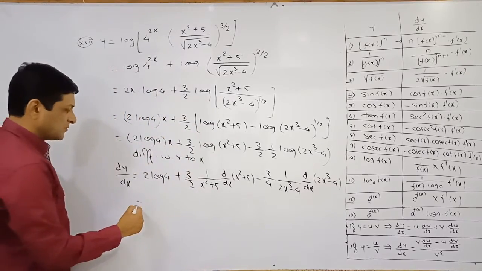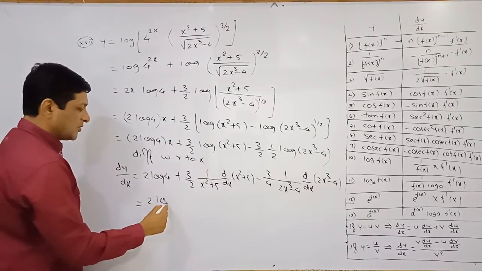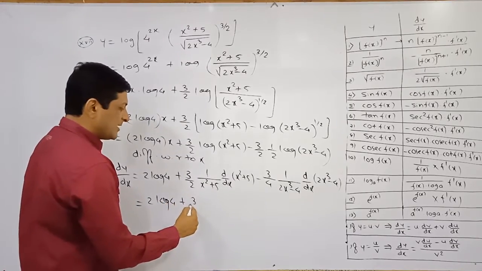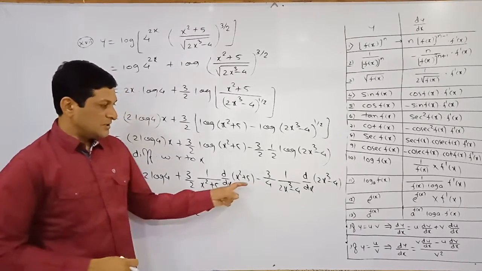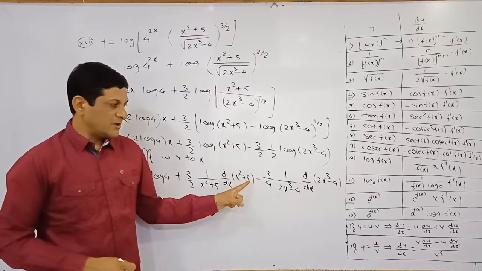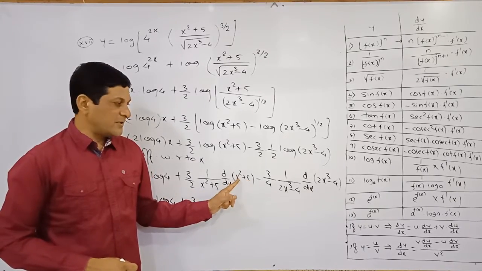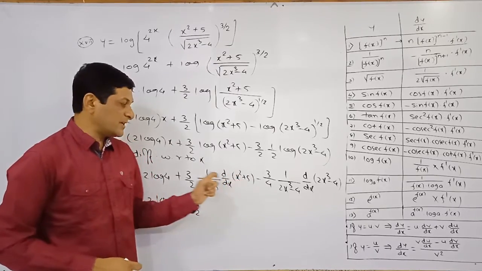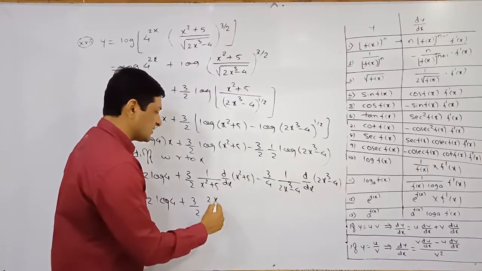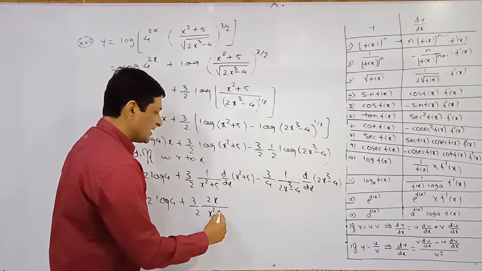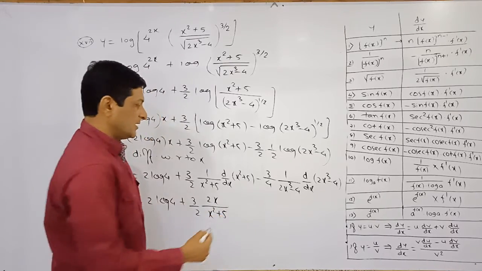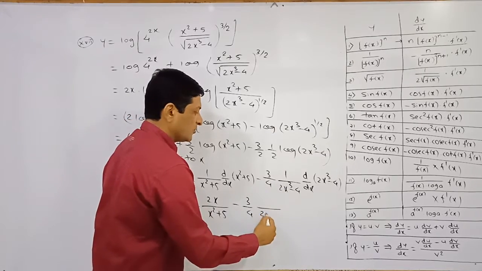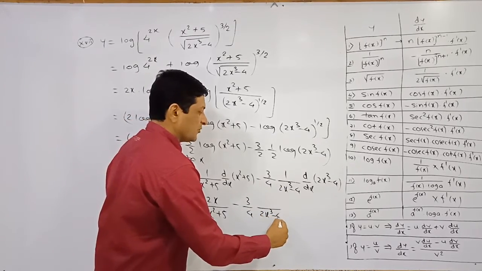So which is equals to, here nothing is to simplify, keep 2 log 4 as it is, plus 3 by 2 also keep it as it is. Now we are differentiating this term. The derivative of 5 is what? 0, and the derivative of x square is what? 2x. Means what is the derivative of this whole term? 2x, and 2x into 1 will be equals to 2x divided by x square plus 5, keep it as it is. Here minus 3 by 4 also as it is, in the denominator 2x cube minus 4 as it is.